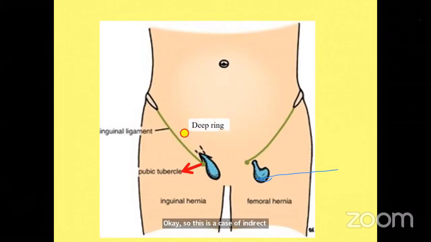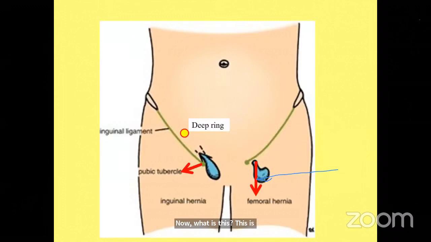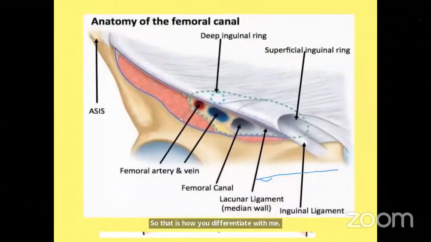So this is the position of the deep inguinal ring. Now, what is this? This is below and lateral. That is the femoral hernia. So that is how you differentiate between an indirect inguinal hernia as well as a femoral hernia.